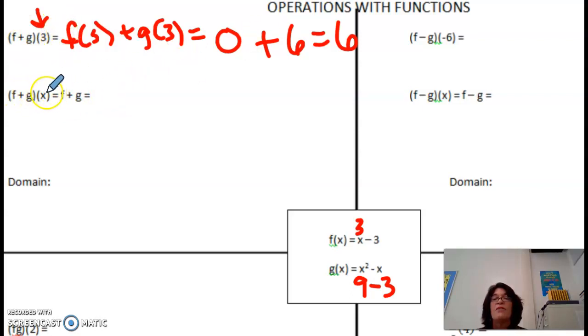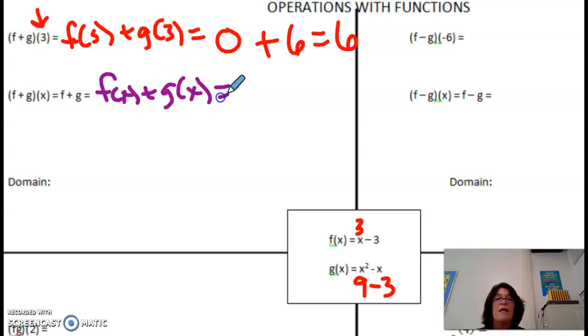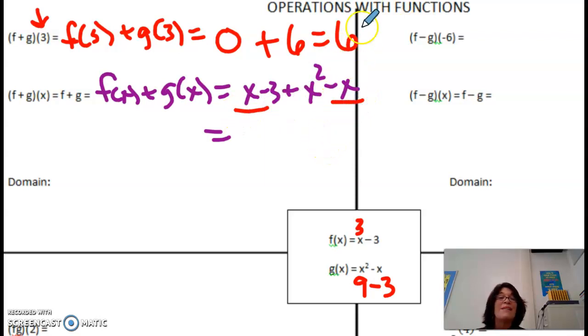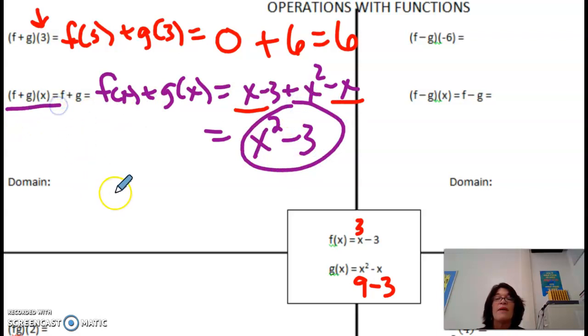Now, if it's f plus g of x, it's similar in that I want to take f of x plus g of x, but I'm not going to just get a number. I'm going to get another expression. I'm going to have x minus 3 plus x squared minus x. Well, now I'll combine like terms. x minus x, that's 0 x's. So I really just have x squared minus 3. That's what f plus g of x is, x squared minus 3. I could have written negative 3 plus x squared. I just usually like to have my positive term first.